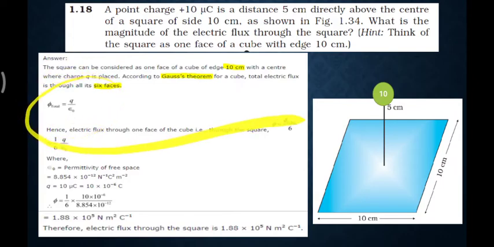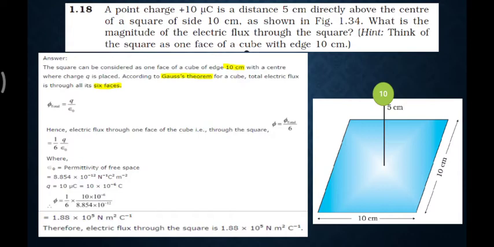nothing but q upon epsilon 0, which we calculated earlier in the chapter. Phi total in a square or cube is q upon epsilon 0. Now, in a cube we have 6 sides. The total flux can be divided by 6. You can say that this much flux passes through one of the sides of the cube. Hence the electric flux which passes through one face of the cube is phi total divided by 6.